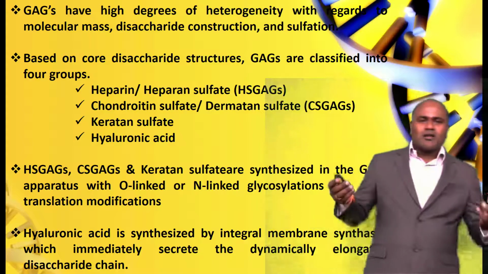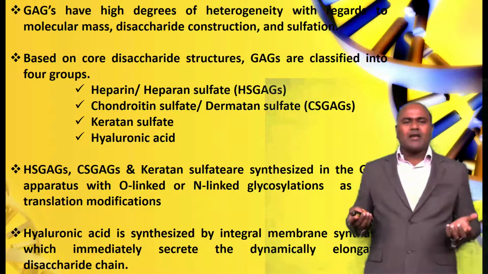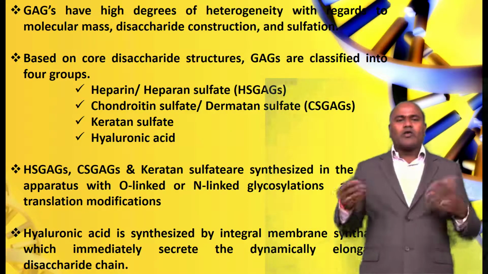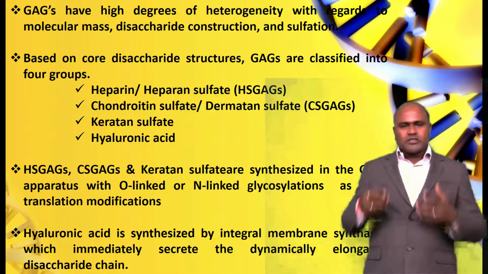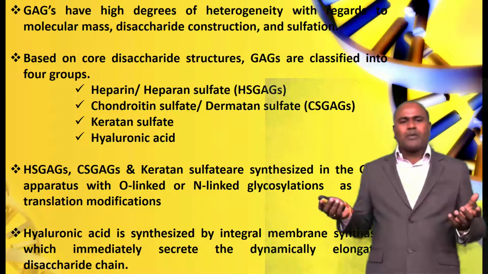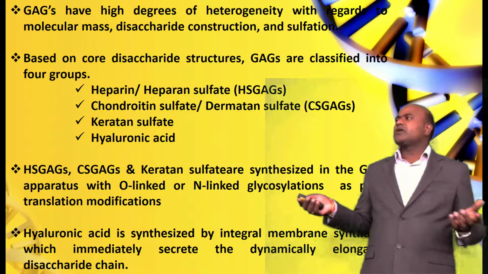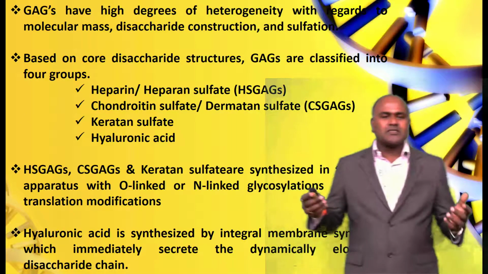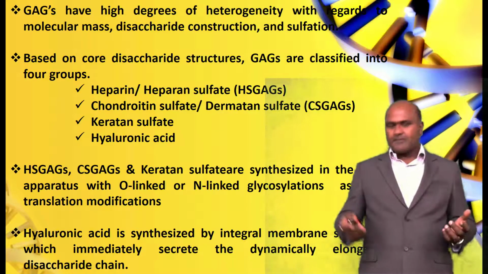Based on the core disaccharide structures, GAGs are classified into different groups. The examples are heparin, dermatan sulfate, keratan sulfate, and hyaluronic acid. These molecules are made in the Golgi apparatus with O-linked and N-linked glycosylations as post-translational modifications. Hyaluronic acid is synthesized by integral membrane synthases, which immediately segregate the dynamically elongated disaccharide chain.